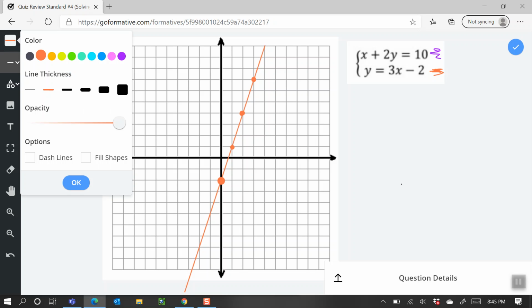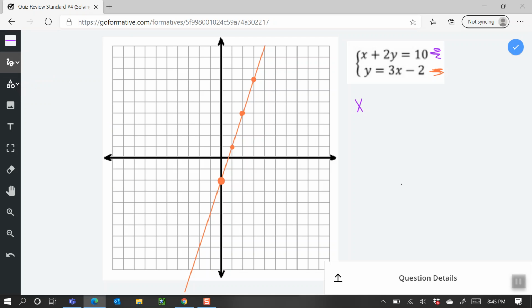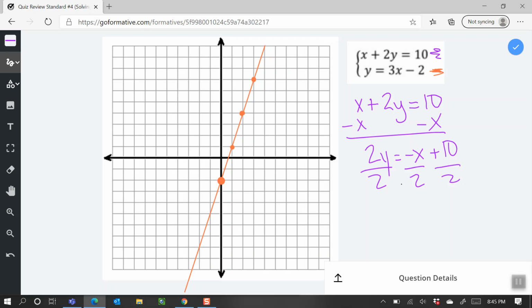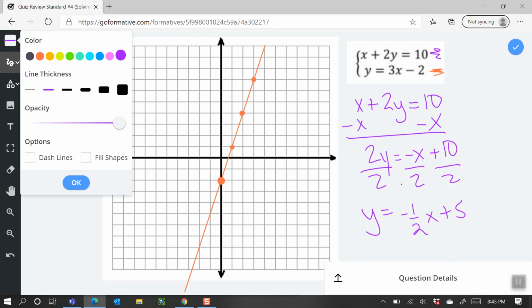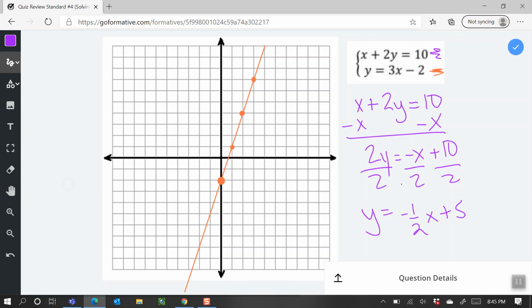Change my color to solve the purple one. So solving, you have x plus 2y equals 10 minus x. 2y equals -x plus 10, divided by 2. y equals -1/2 x plus 5. So go to +5: 1, 2, 3, 4, 5.